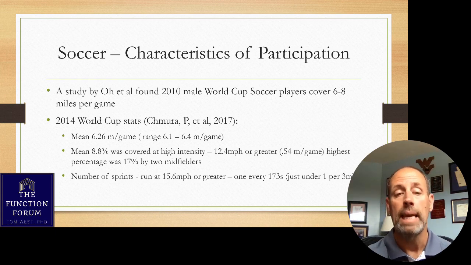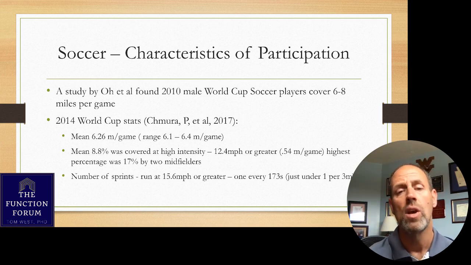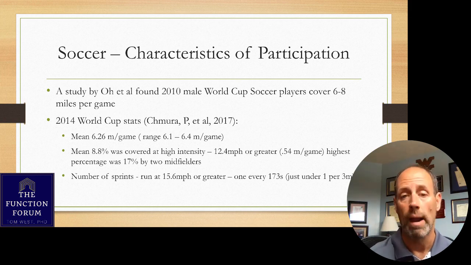And again, the mean time that they spent in high intensity activities for that total 6 miles was about 8.8%. So 8 to 9% of the time they were engaging in high intensity activities, which they counted as sprints that were 12 miles per hour or greater.